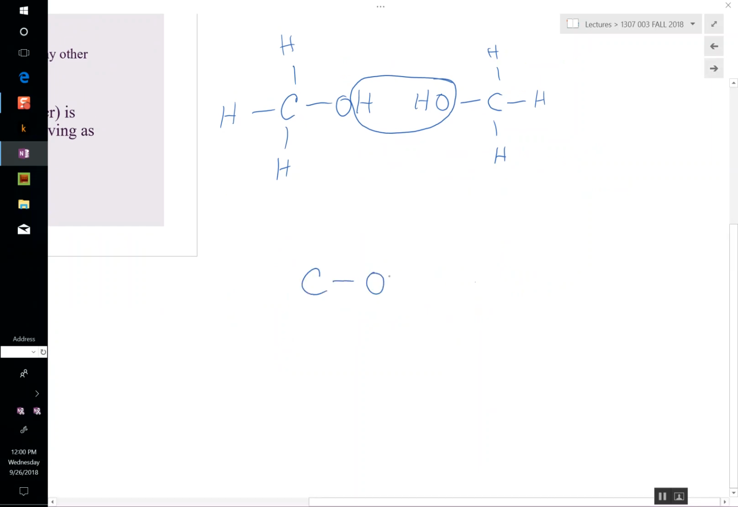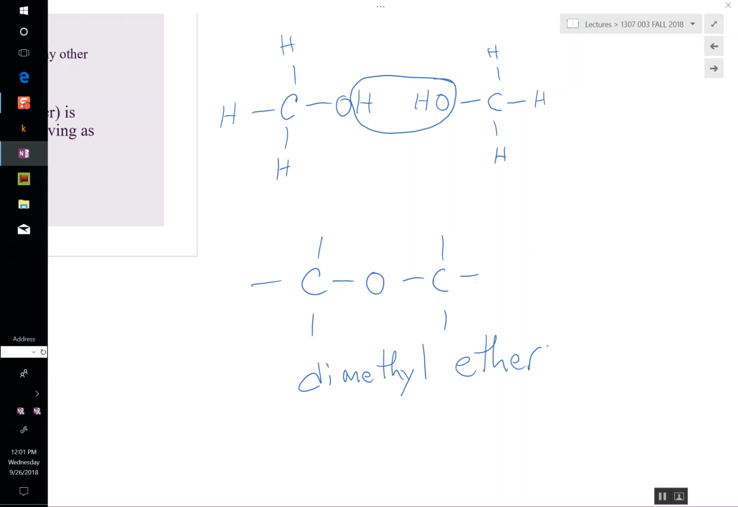You're going to get this. And this is dimethyl ether. All right? You got an ether functionality right here. And what's on each side of the oxygen? A methyl. So don't worry about naming ethers too much unless they're very simple ethers. Like if there was an ethyl on each side, diethyl ether, dimethyl, methyl ethyl ether.